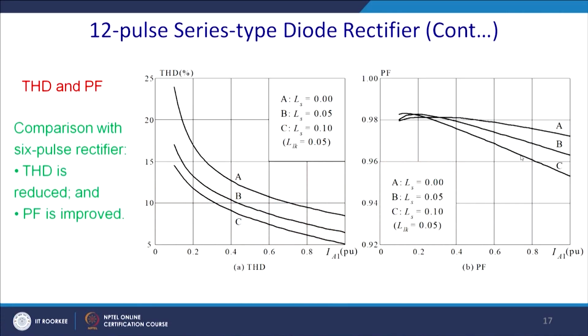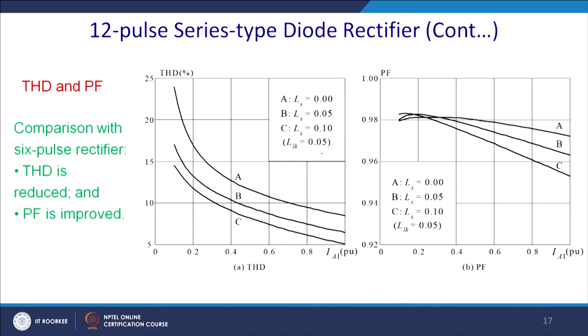0, and you can see that actually increasing the load current, THD will be as high as close to 20%, but it will come down close to 8%. And thereafter, if it has a source inductance, then it may come down further. So, this is the comparison between the 6 pulse and the 12 pulse converter. The 12 pulse converter gives you quite low THD.